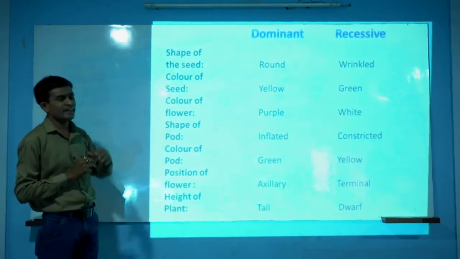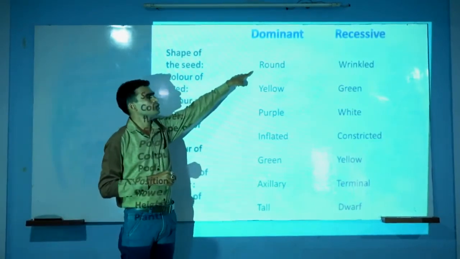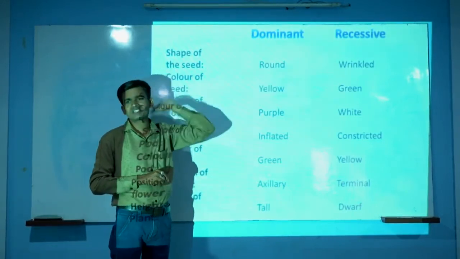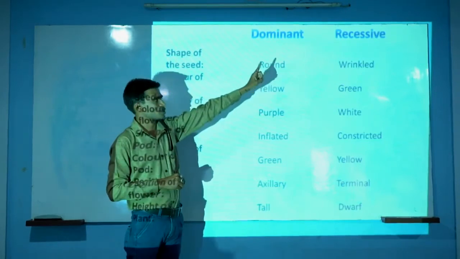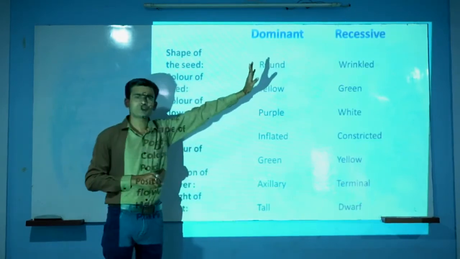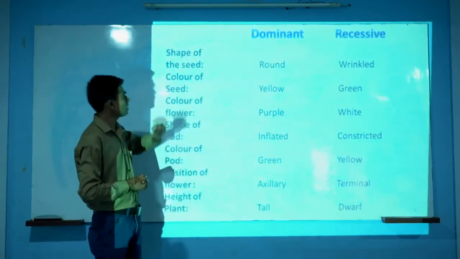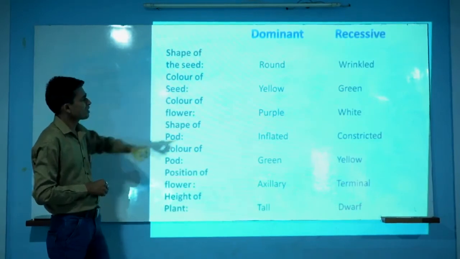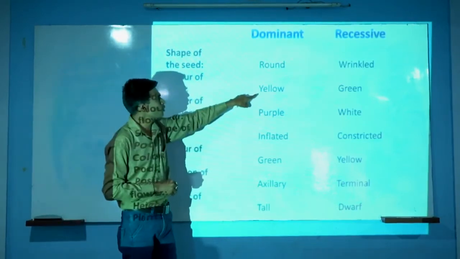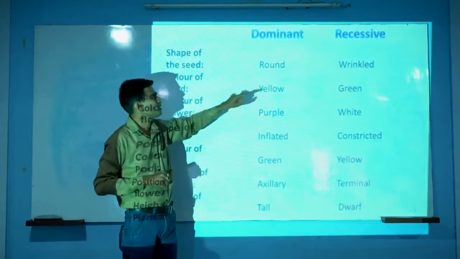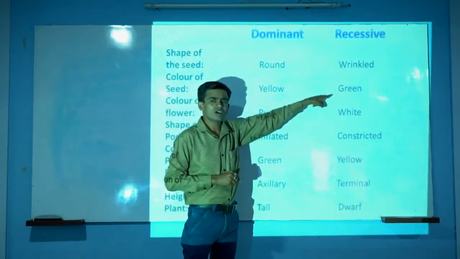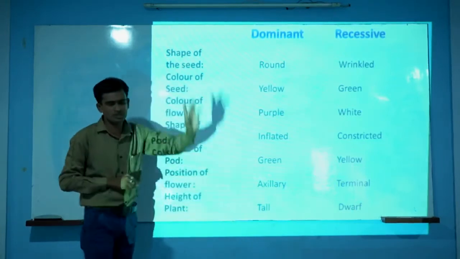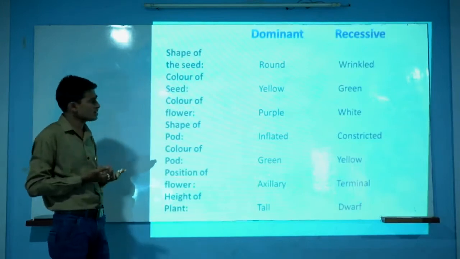Round is expressed in the first generation, so that is a dominant character, and wrinkled is not expressed in F1, so we call that recessive. So wrinkled is expressed in the second generation. Okay, so that is shape of the seed. Next one, color of the seeds, yellow and green. Yellow is dominant, meaning it is expressed in the first generation; green is not expressed in the first generation, so that is a recessive character. It is expressed in the next generation, the second generation.